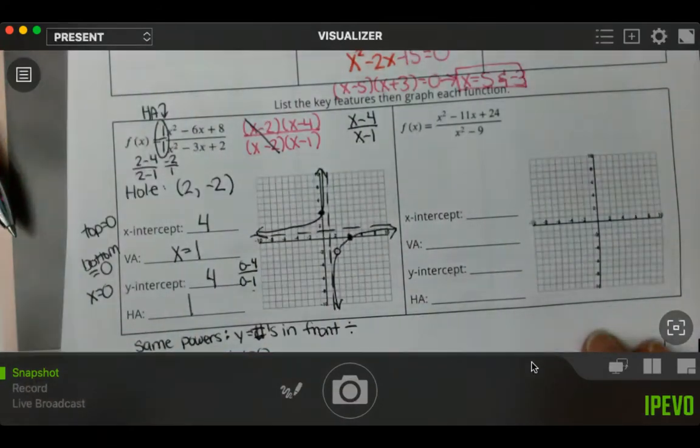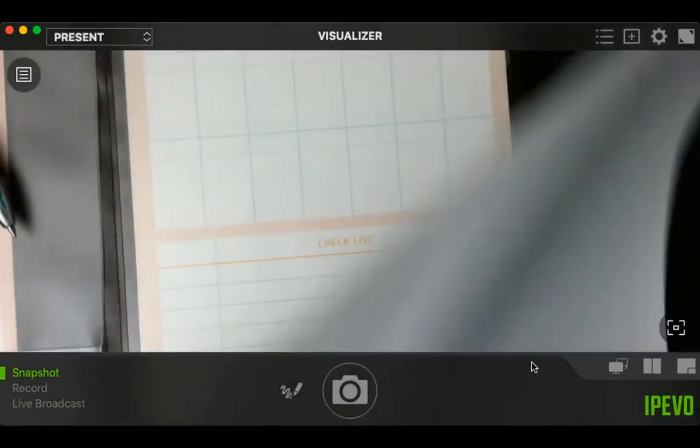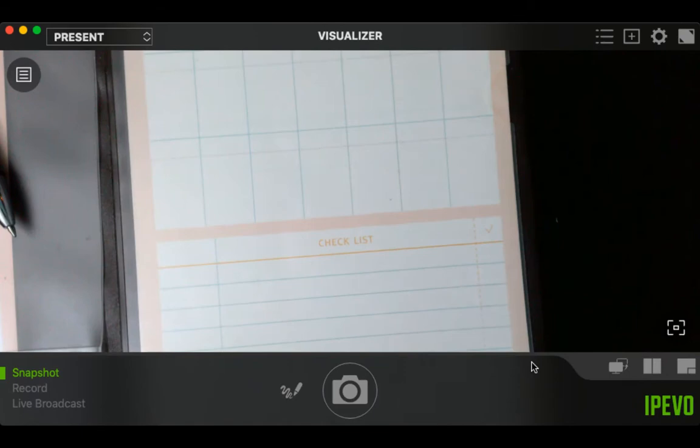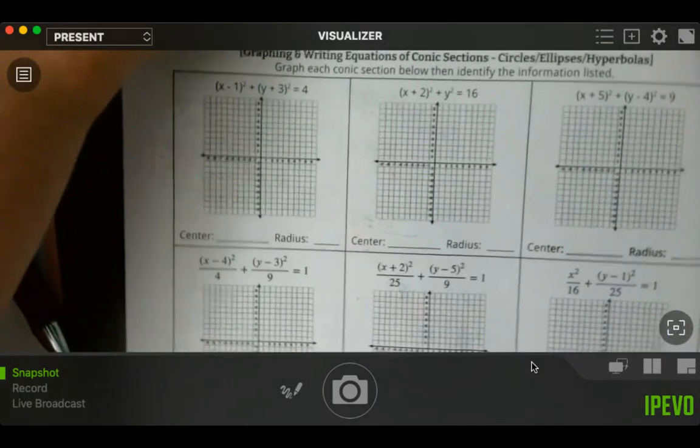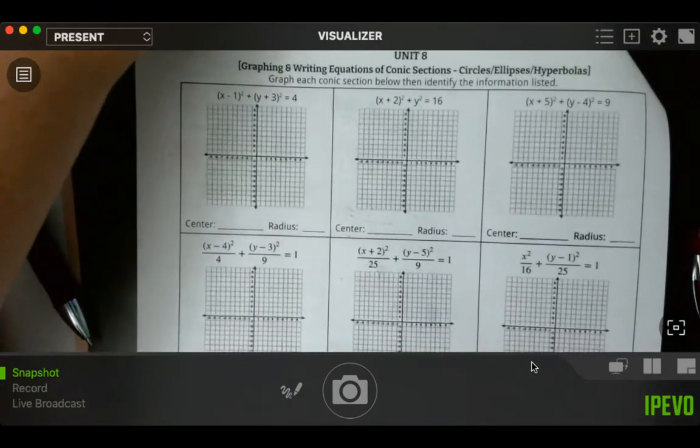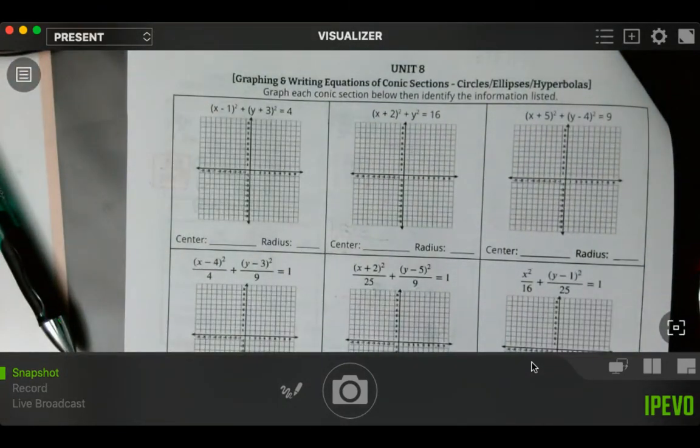All right, Unit 8, last one. I know I said I was going to go all the way through it, but then I decided to power through for you guys. Okay, I'm going to do one of each, y'all. Circle, ellipse, and hyperbola. Notice how parabolas aren't on this list.